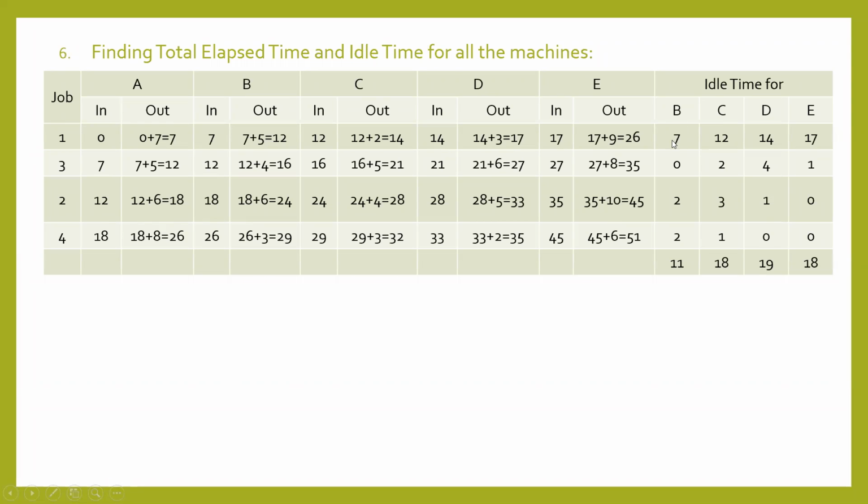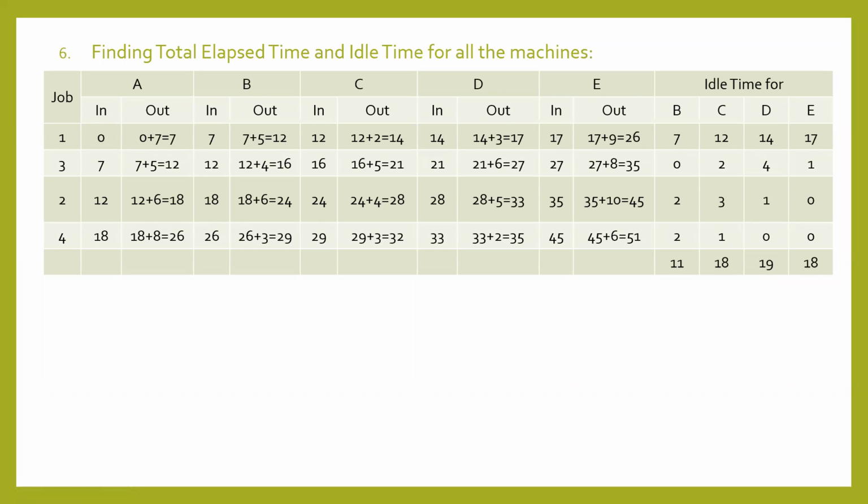How did we calculate the idle time? When machine A is processing the first job, B is free. It's idle. And that's why for 7 hours, machine B is idle. When job number 1 is getting processed on A and B, the idle time for C will be 12. And similarly for D, it will be 14, and for E, it will be 17. I hope the first row is clear.